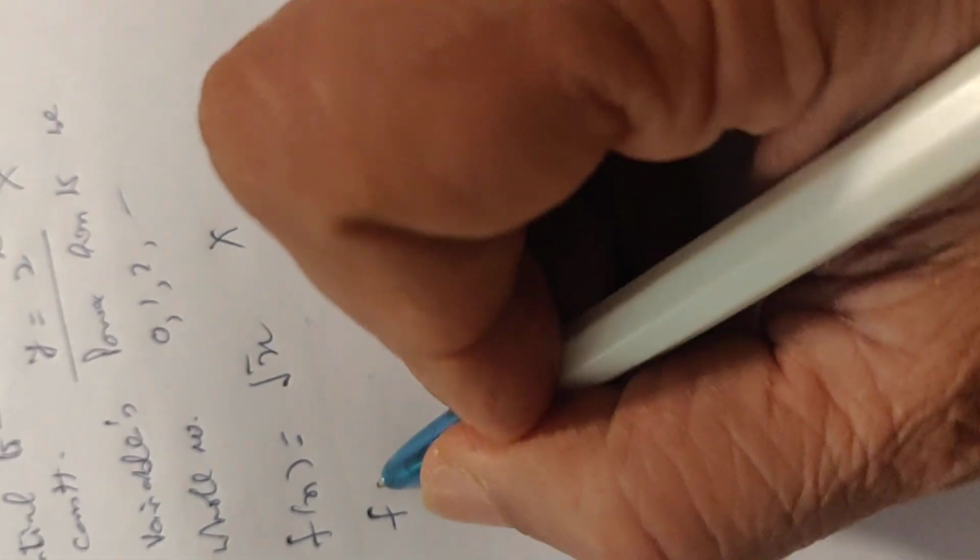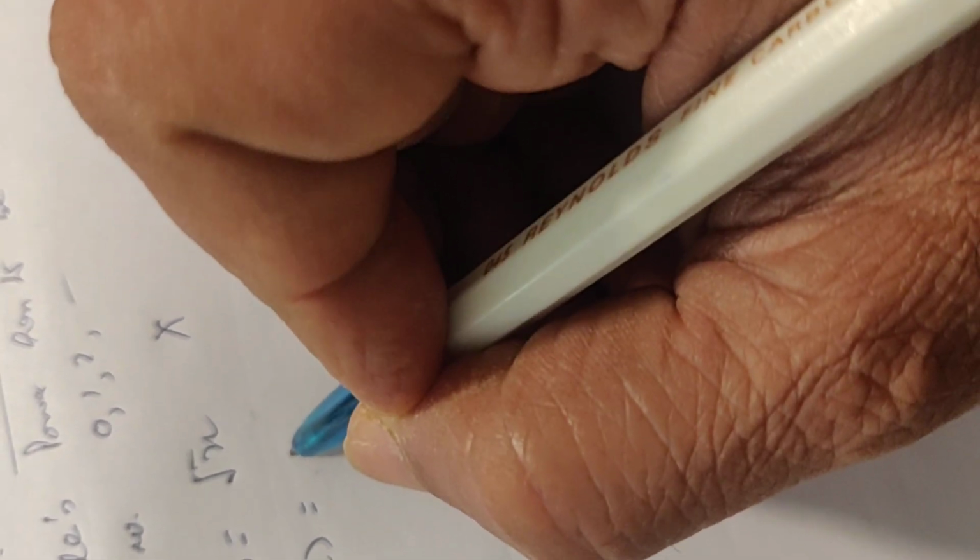And f of x equal to, let it be, 5x to the power minus 3 plus 2x square or something like that. So this is also not a polynomial because the power is not a whole number. So these are non-polynomials.